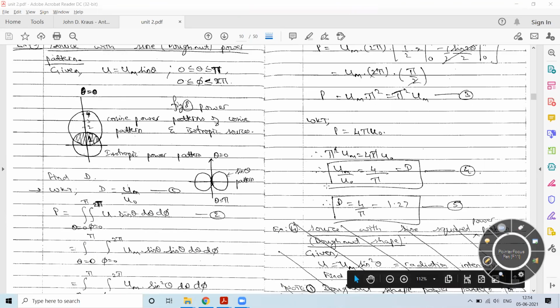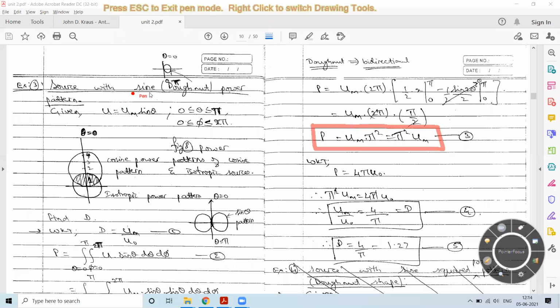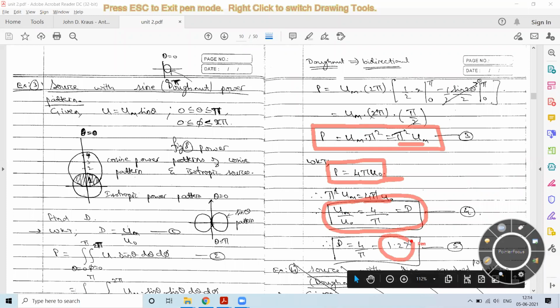When we simplify the integration, we get the total power radiated by the sine bidirectional power pattern, which is pi square. If U naught is the radiation intensity of the isotropic antenna, the total power radiated will be 4 pi U naught. Now we equate these two equations, pi square is equal to 4 pi U naught. Make the cancellations and we observe that U by U naught is 4 by pi, which is 1.27.